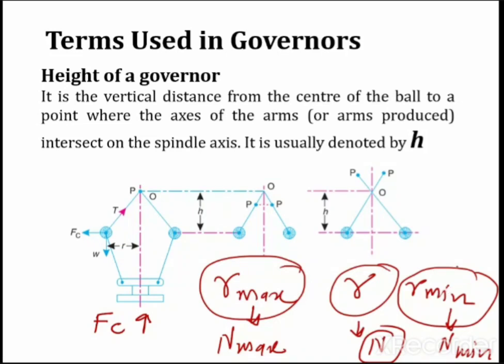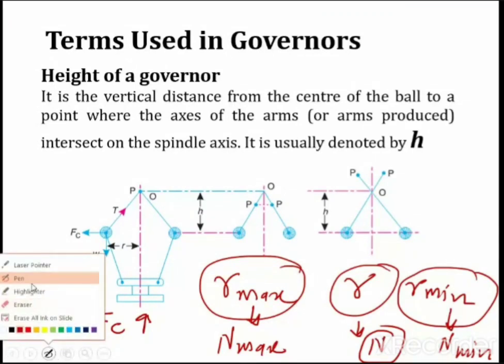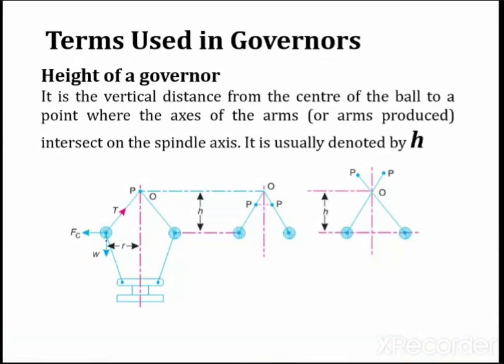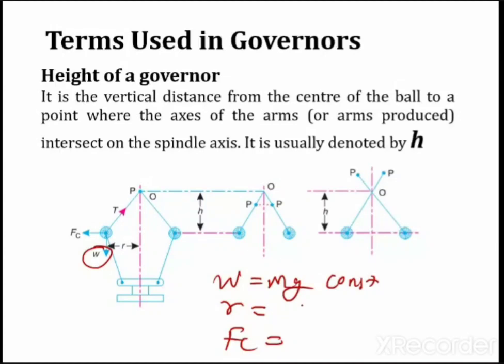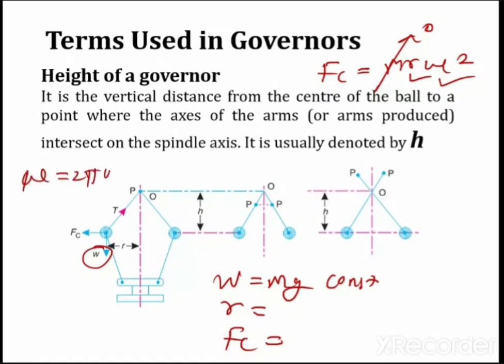So my dear students, what I want you to understand is that this R is a variable factor. Obviously W is constant, the mass is constant. So W is equal to mg, which is nothing but a constant. R is variable depending upon the speed. So if R is variable, FC is also variable. If you look at the formula, FC is equal to m R omega square. m is constant, R is variable, and obviously omega is also variable. What is omega? Omega is nothing but 2 pi N by 60.